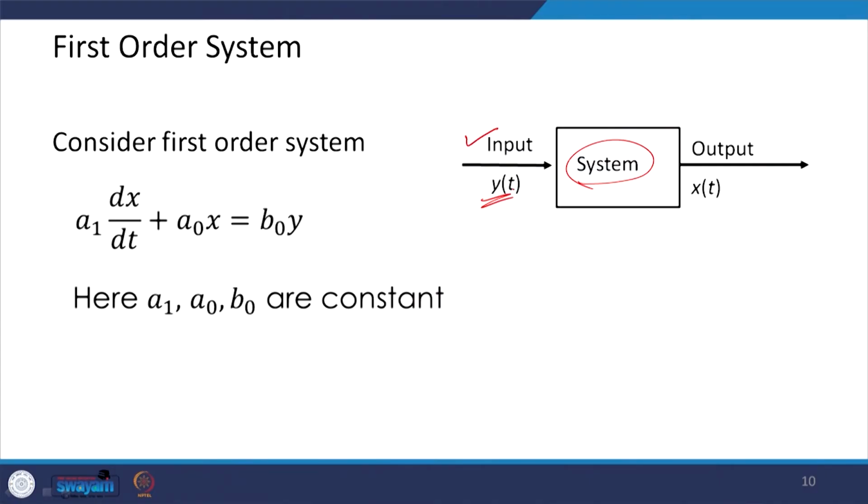Okay. Now, let us take the example of a first order system. Suppose I have got a system, there is some input, say y(t), and there is some output x(t). What we are interested in seeing is, for a given type of input, how my output varies.